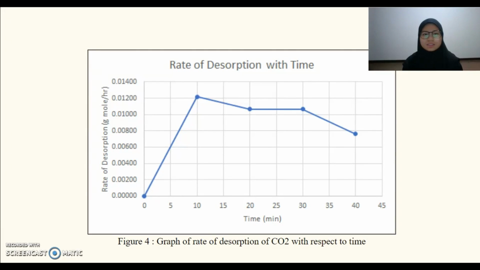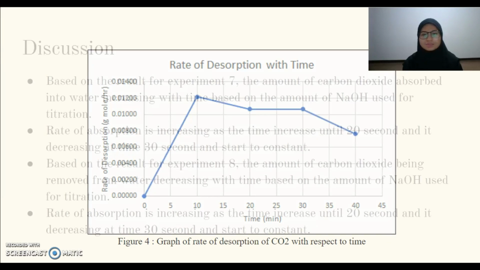Now we can see figure 4, which is the graph of the rate of desorption of carbon dioxide with respect to time, in which the rate of desorption increases and then decreases slowly with time.